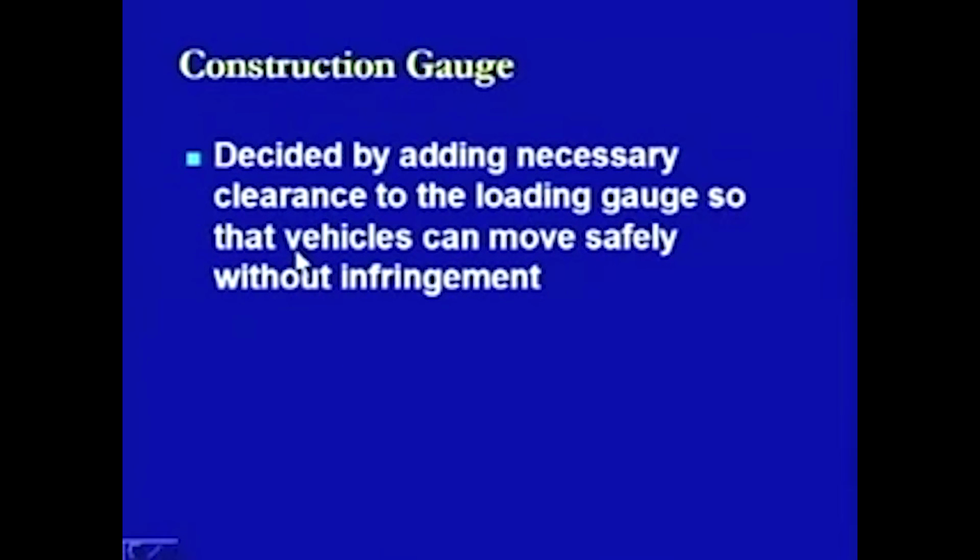Then there is a construction gauge. Construction gauge is the gauge which is decided by adding necessary clearances to the loading gauge so that the vehicle can move safely without infringement. This condition is to be provided in the case of all the bridges, tunnels, pavements, platforms which need to be constructed, or the sheds above the platforms, because certain clearances are added to the loading gauge, and with those clearances this construction gauge is provided.